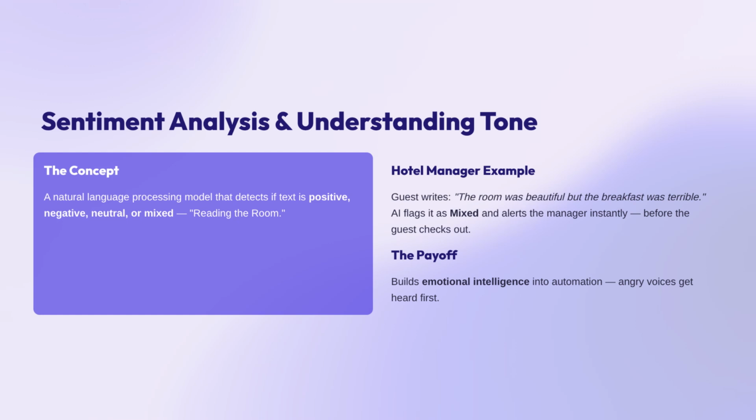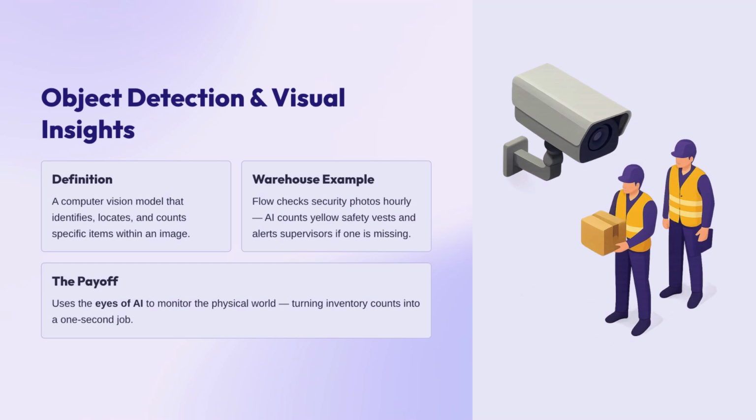Well, that brings us right into our next step, which is object detection and visual insights. This brings us to object detection. The technical documentation defines this as a computer vision model that identifies and locates specific items within an image, providing a count and a location for each recognized object. In plain language, it is the digital spotter. You teach the AI what something looks like and then it can find it anywhere.